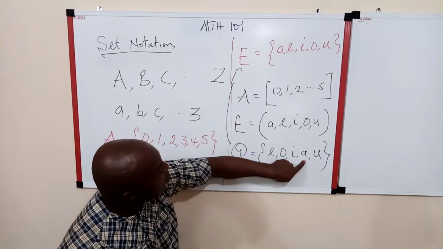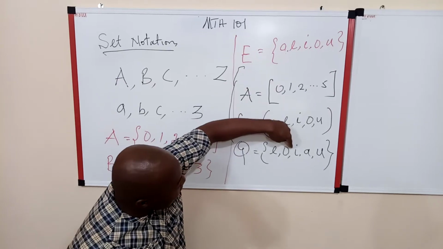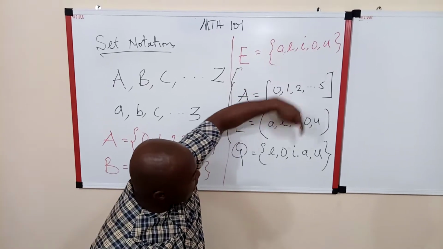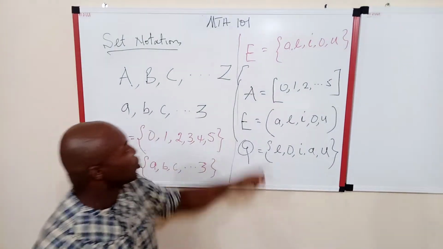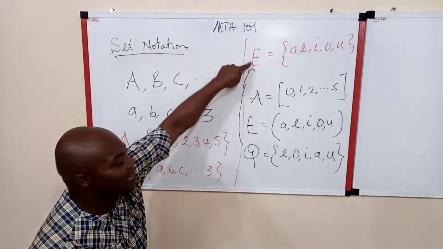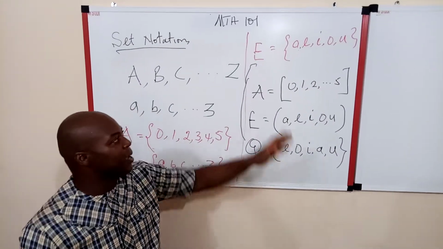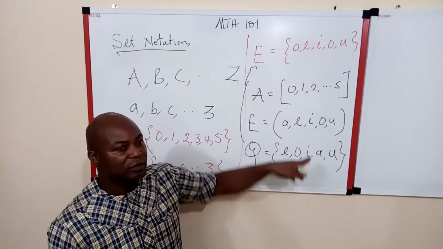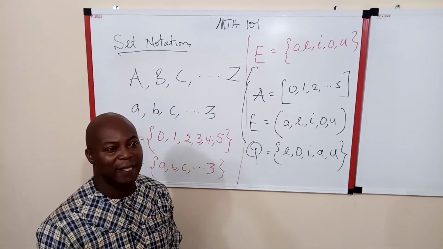A is here, A is also here. E is here, E is also here. I is here, I is also here. O is here, O is also here. U is here, U is also here. So in this sense, we are saying that these two sets are the same. They are equal. So the manner in which the elements are arranged does not really matter.